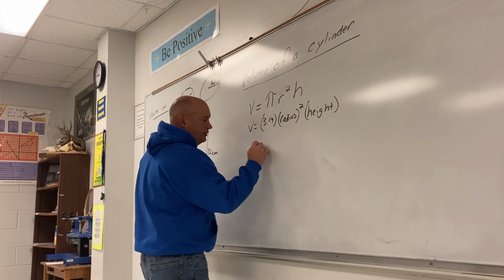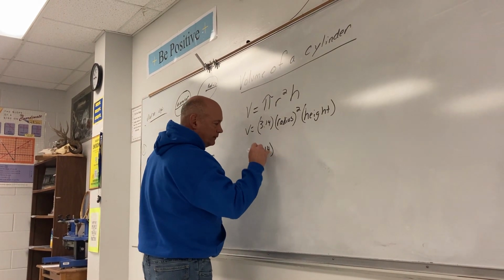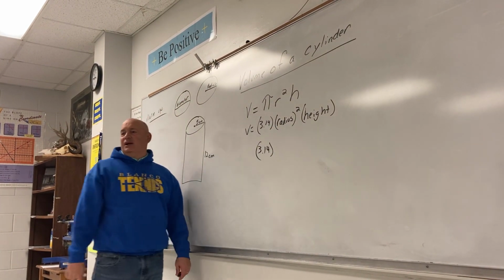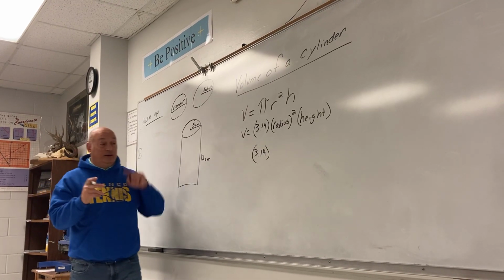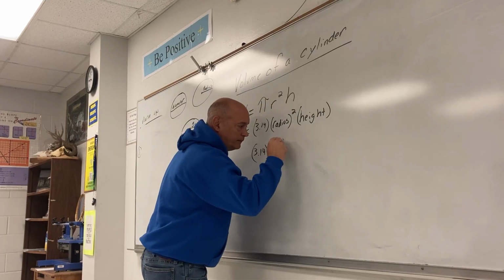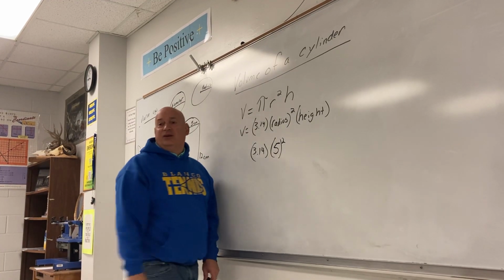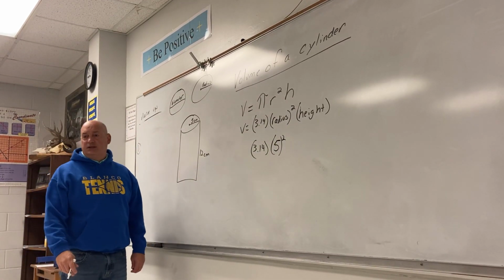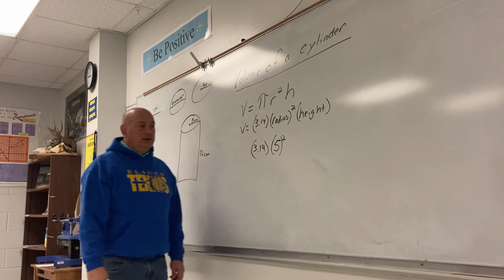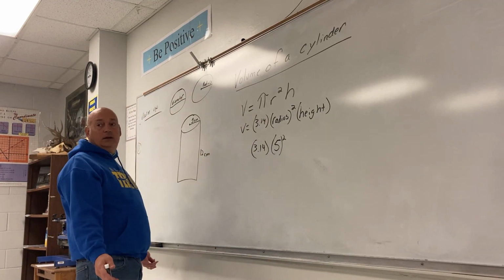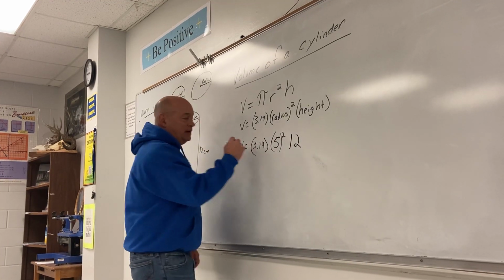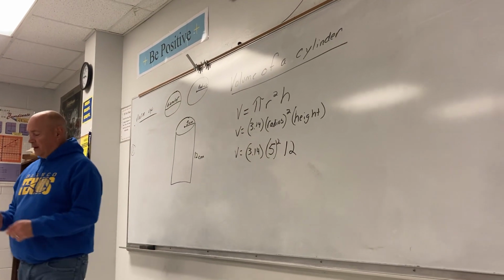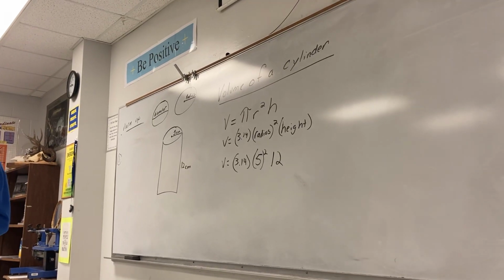All right, so we're gonna do 3.14 times what number do I plug in for the radius, Yolette? 5, I agree. And then what number do I use for the height, Jeans? The height? 12. All right, so everybody pick up your calculator. And we're gonna type this bad boy in at once.